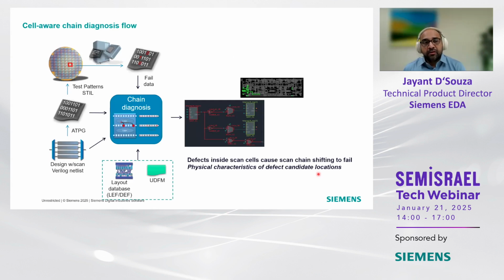In order to use this technology, the only additional piece of information that's needed is a newly created UDFM file using our cell model gen tool. It can accurately extract the shift and capture path information inside the scan cells during the cell model gen UDFM creation process. So defects inside the scan cells that cause scan chain shifting to fail will get called out, and its physical characteristics, the layer it's on, the polygons associated with it, will all get called out in a diagnosis report.